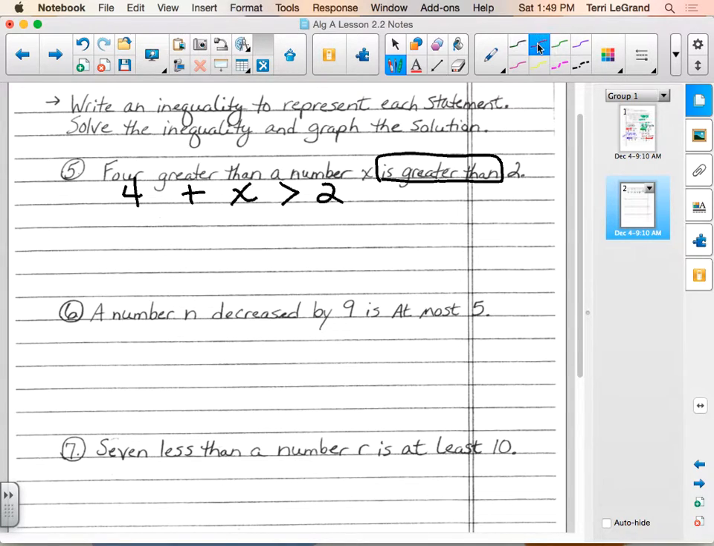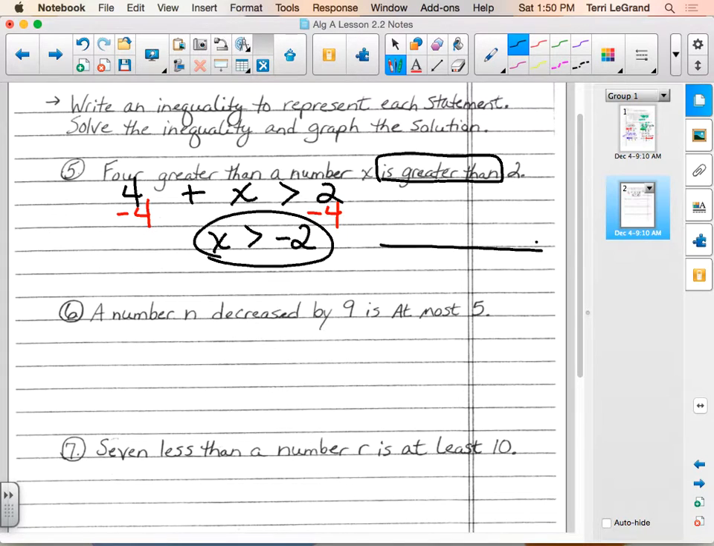Okay, so now we're ready to solve. We can read addition backwards. 4 plus x is the same as x plus 4. So we see that we need to subtract 4 to undo adding 4. And we're going to have x alone. And whatever 2 take away 4 is our endpoint, negative 2. Here's our algebraic solution for this.